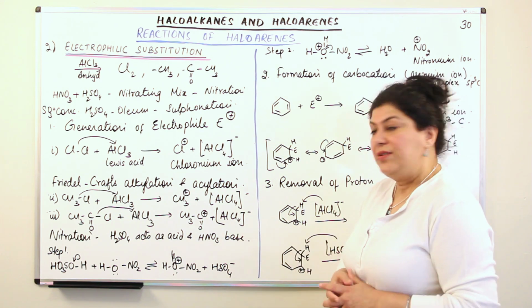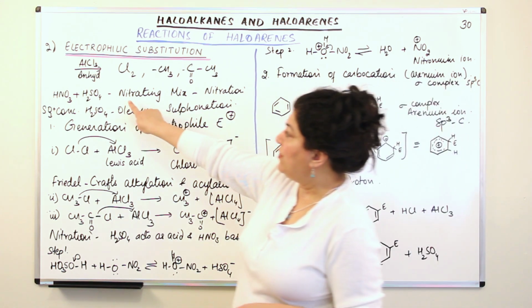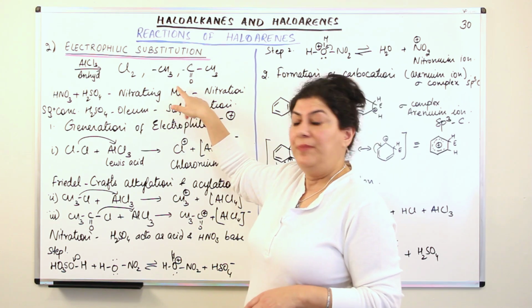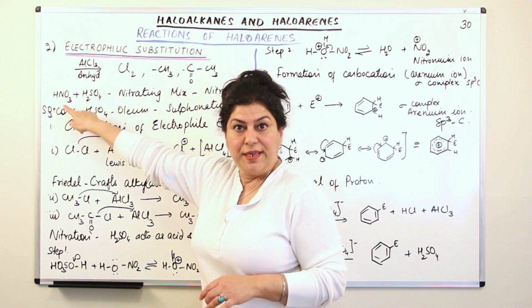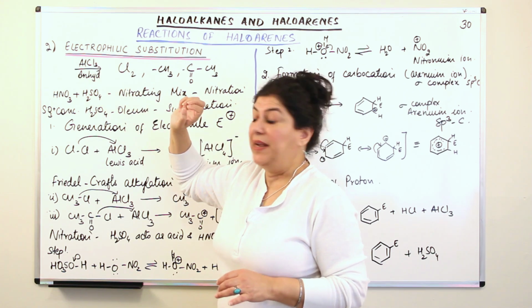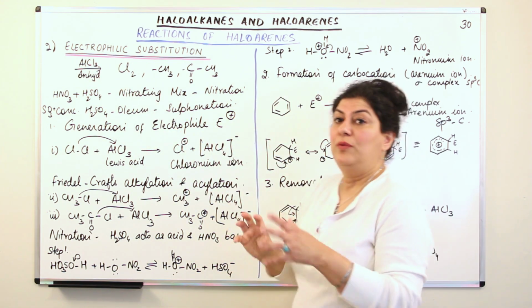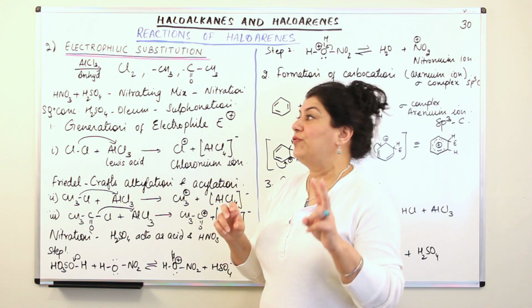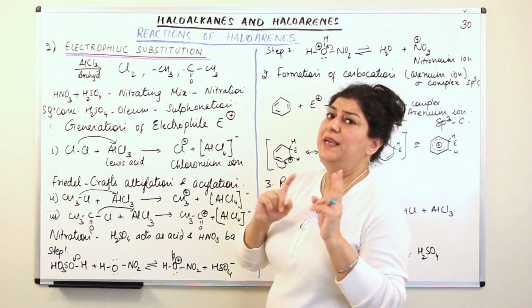In the case of nitration, we use the nitrating mixture. And what is the nitrating mixture? Nitrating mixture is a mixture of nitric acid and sulfuric acid, right? Now, look at the reaction. This reaction also takes place in two steps. The generation of the electrophile here would be in two steps.